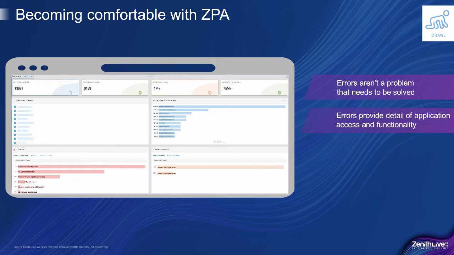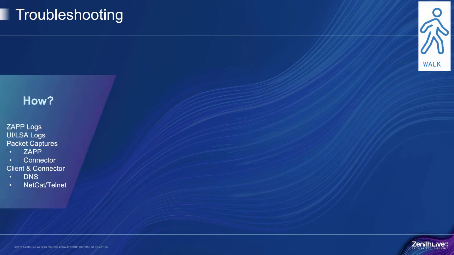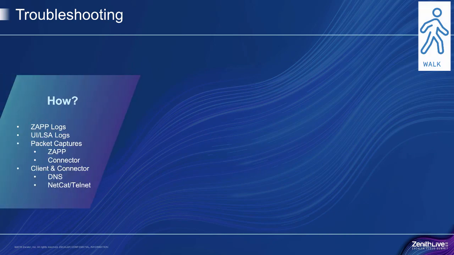Errors provide a detail of application access and functionality, and you might then need to go and change the application in itself. And policy can be changed or accepted. You just accept that some of these errors are going to occur, and you can use these drill downs to understand a bit more about what's going on with that application. So think about that troubleshooting process and build that into your support mechanism.